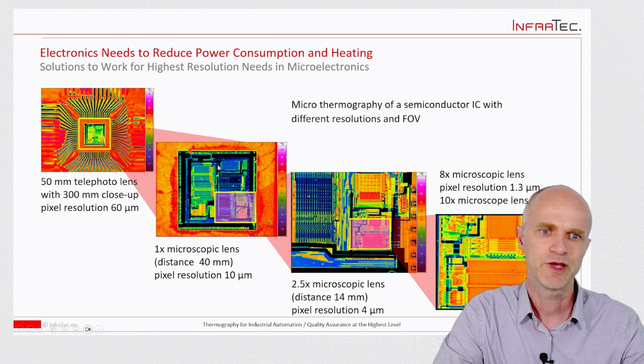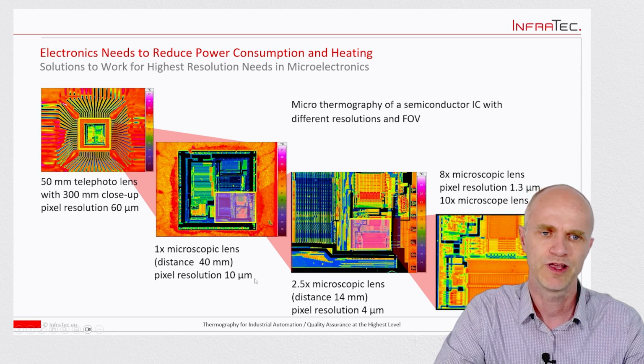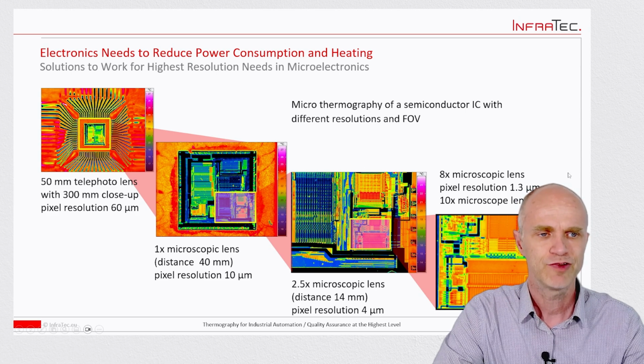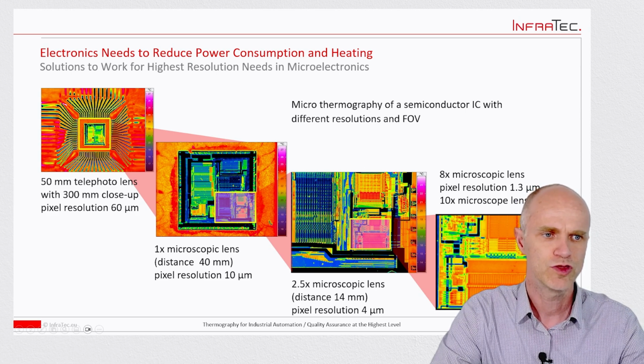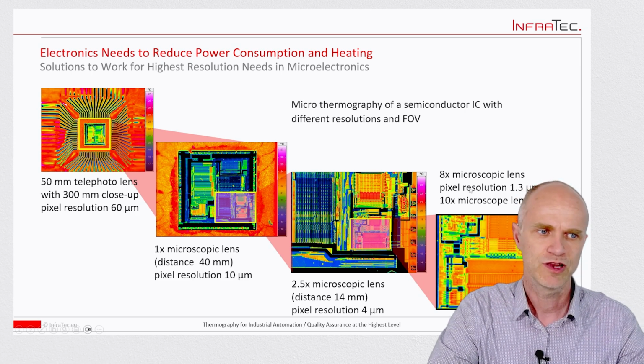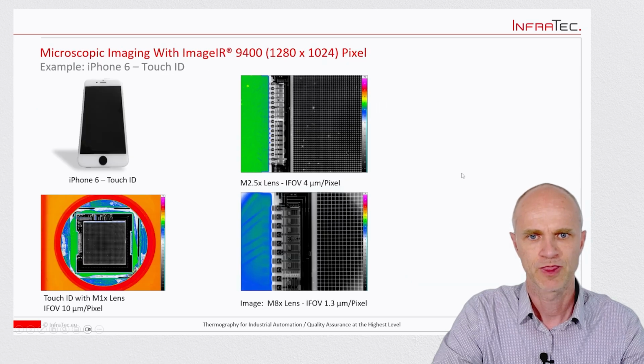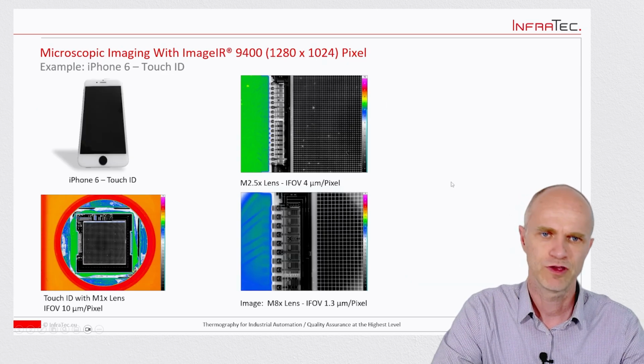Here with a one-time magnification lens, you get already 10 micrometer per pixel. And here with a 2.5 microscopic lens, you're reaching 4 micrometer per pixel. And finally, the highest resolution you can reach is with the 8-time or 10-time magnification lens, up to 1 micrometer per pixel.